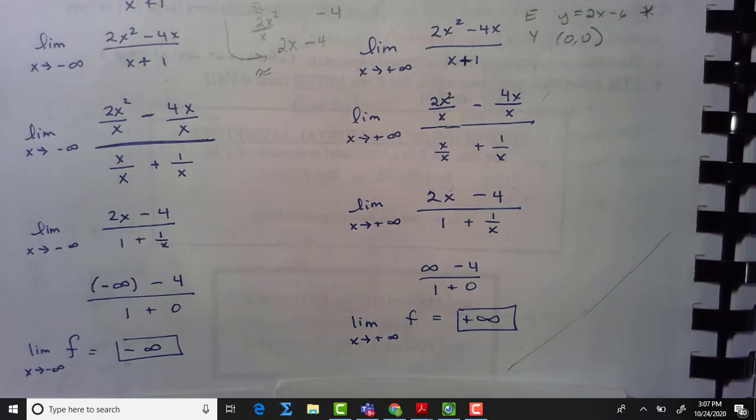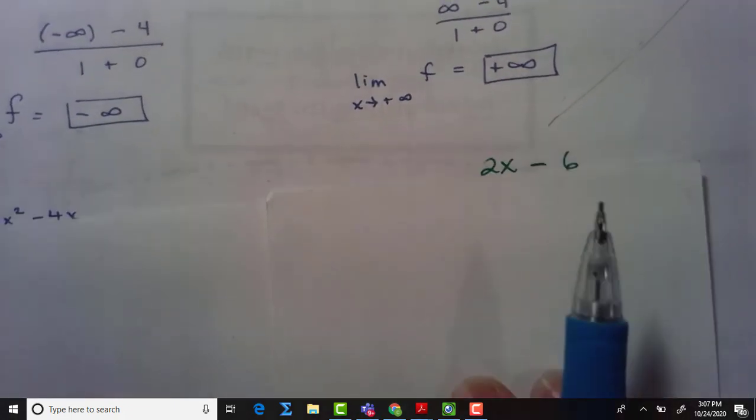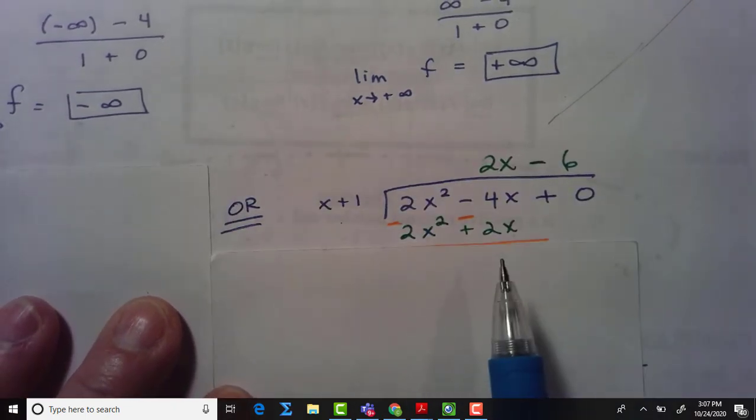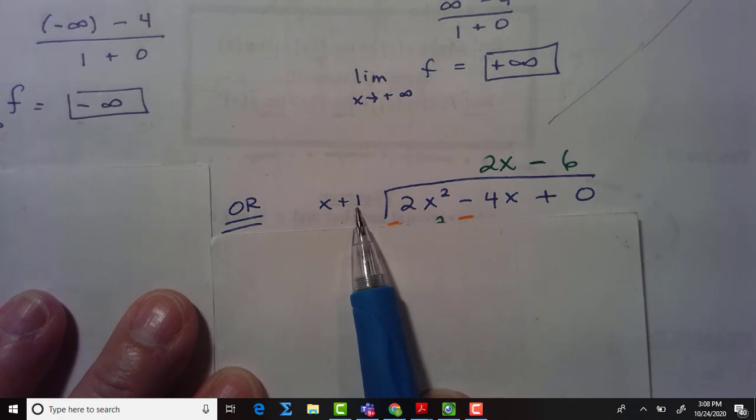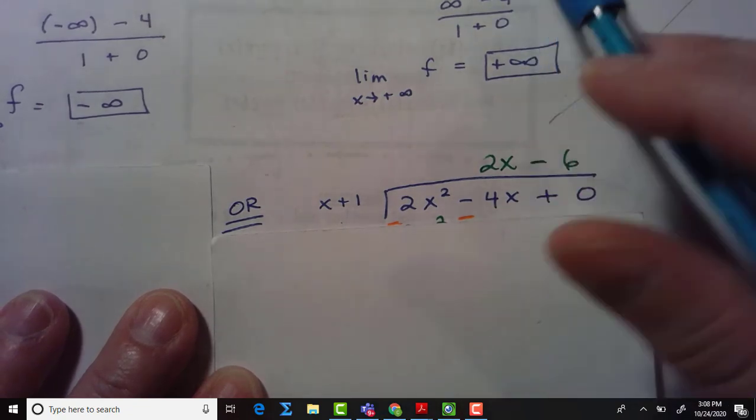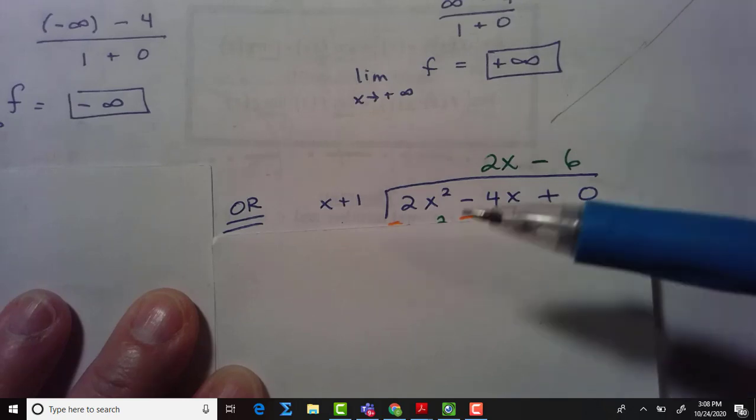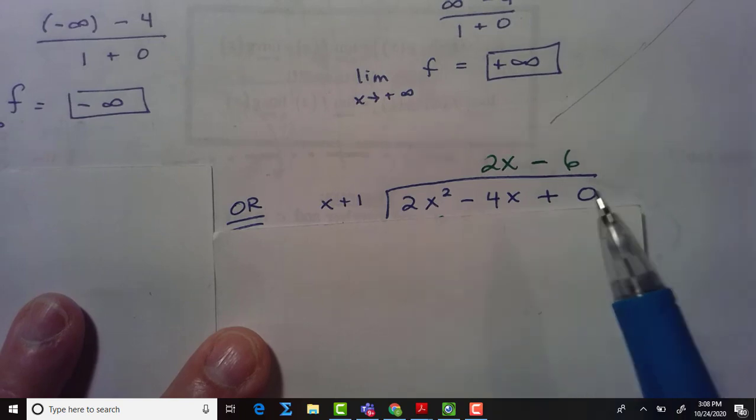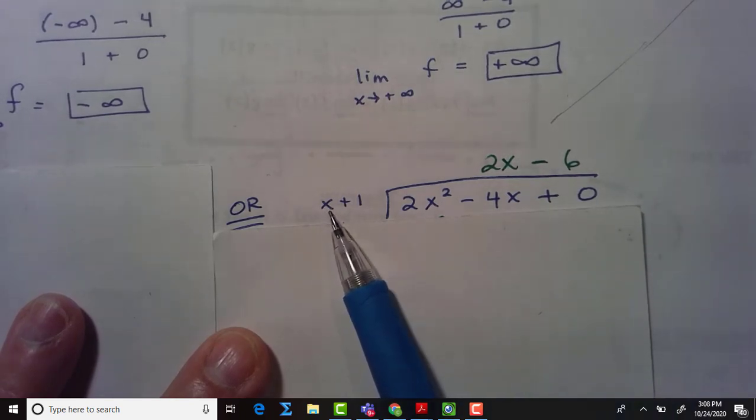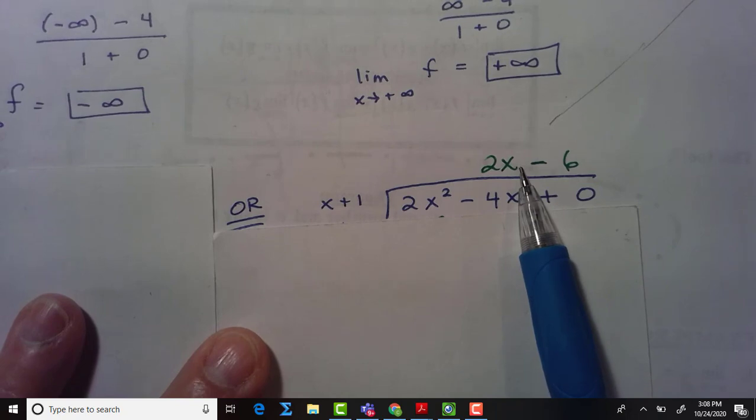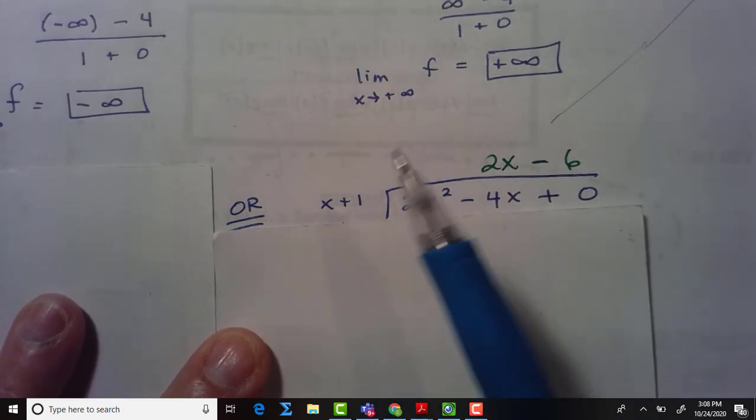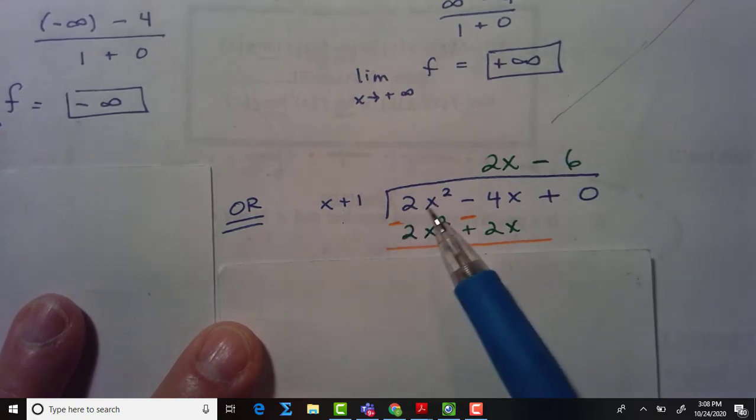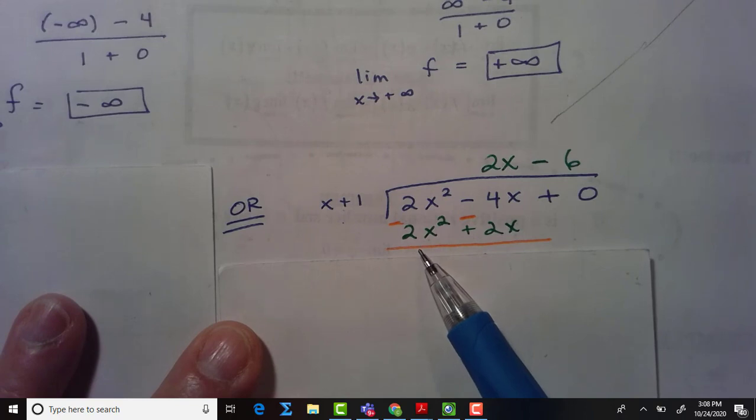Now, how can we find that slant asymptote? You learned how to do this in pre-cal. We take x plus 1, and that's what we're dividing by, and we're dividing it into 2x squared minus 4x. Now, I've got to add the plus 0 term, and let's think, what do I need to multiply x by to get 2x squared? 2x. So I'm going to distribute 2x across this. We get 2x squared plus 2x. Now, the whole reason for doing that was to get the 2x squared. If we don't get 2x squared here, you made a mistake.